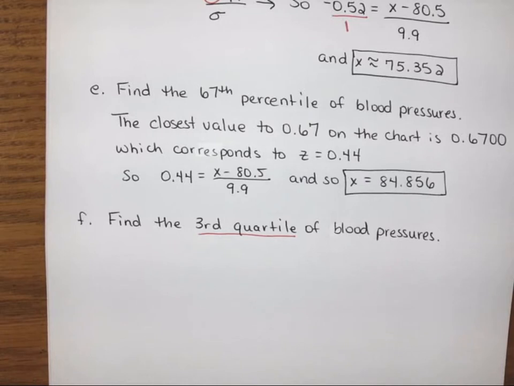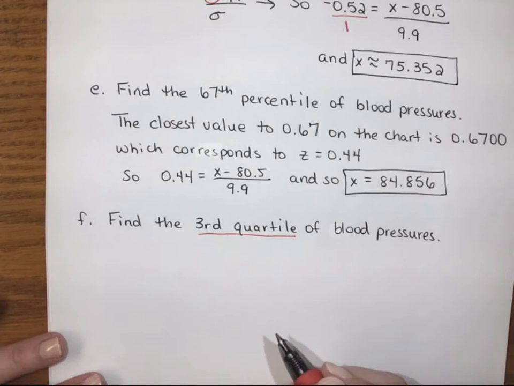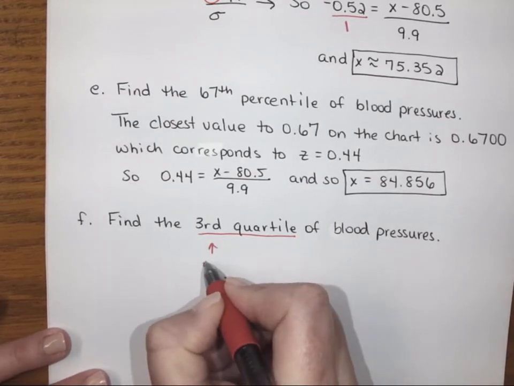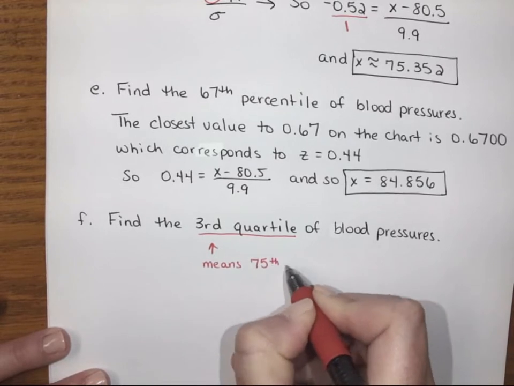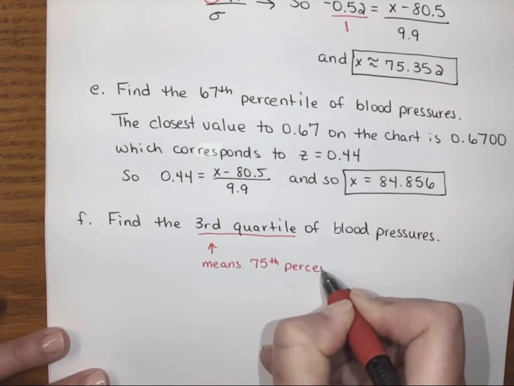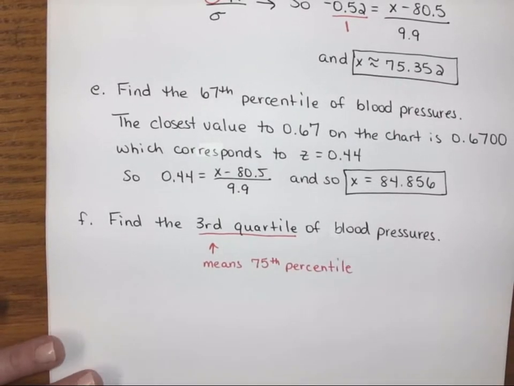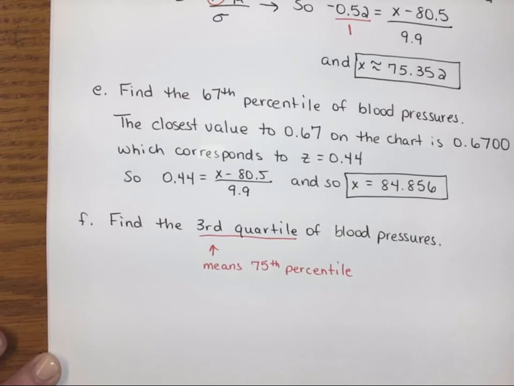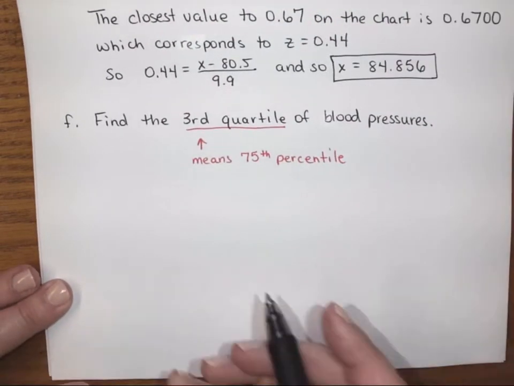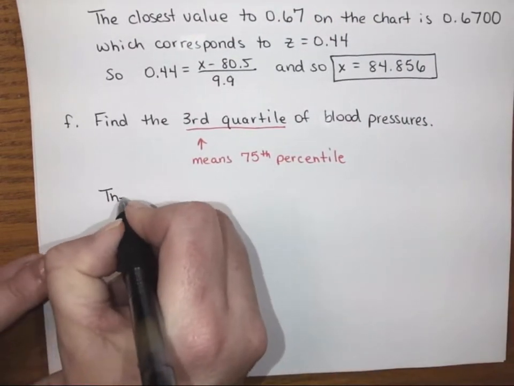Okay, remember the quartiles mean that 25% of the data is split up into each section. And if this is the third one, then what this means is the 75th percentile. So if I would have asked you for the second quartile, it would have been the 50th percentile. If I would have asked you for the first quartile, it would have been the 25th percentile, because 25% of the values fall in each of the quartiles. And then you just proceed like you did the previous one.